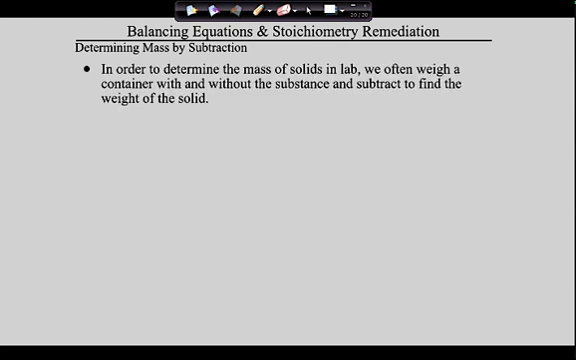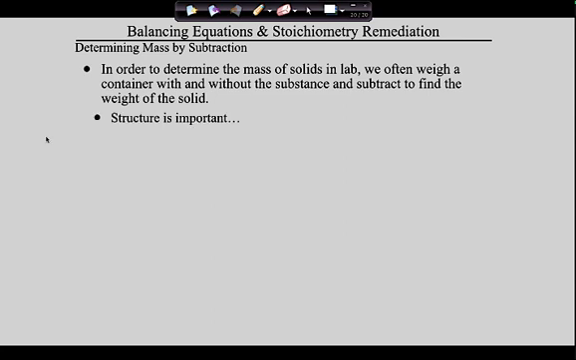Then, in order to find out the mass of my dog, all I have to do is subtract my mass. And by doing that, it allows me to figure out how much my dog weighs. Well, the same thing is true in a lab setting. This idea of finding mass by subtraction is simply the process of weighing a container with and without a substance. And then we subtract to find the weight of the substance, typically a solid, that is in the container.